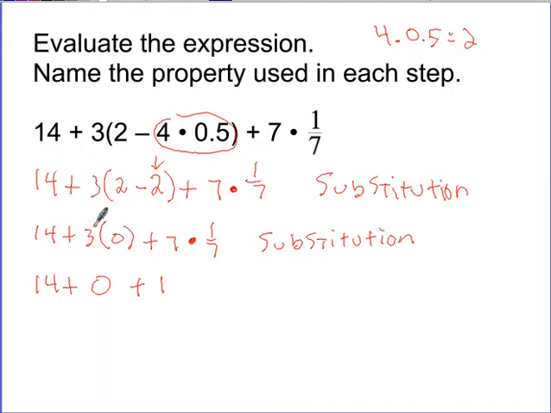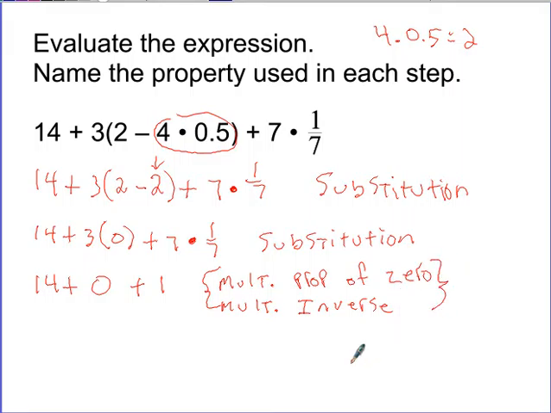3 times 0 is what property? Multiplicative property of? Inverse. No, not inverse. 0? Multiplicative property of 0. And we also did 7 times 1/7. What property is that? Look back at your sheet if you have to. You know where the notes are at. I just showed you where they were. Inverse, exactly right. Multiplicative inverse property. Okay? So these 2 properties were used in one step, and that's okay.